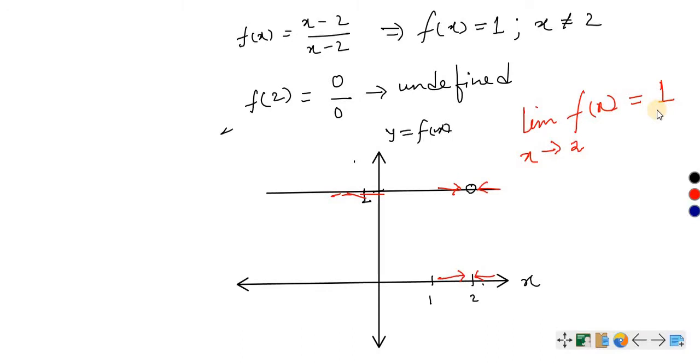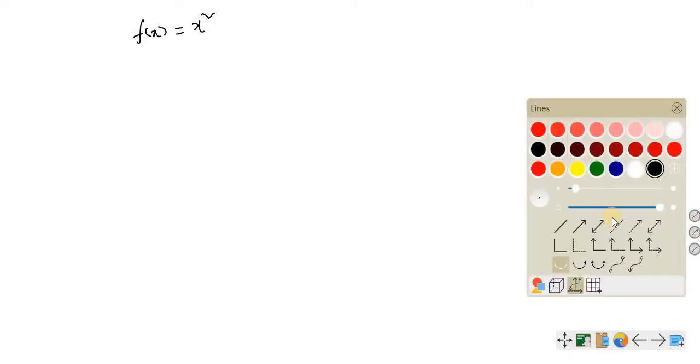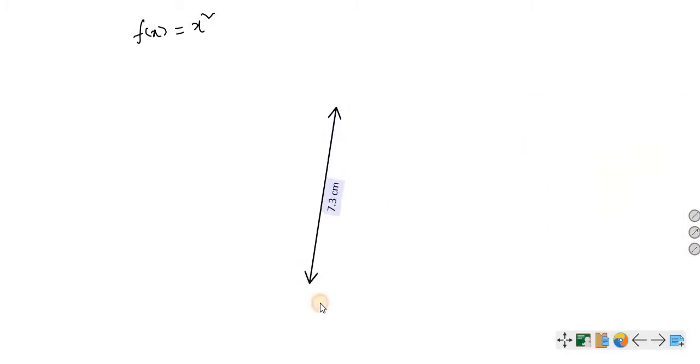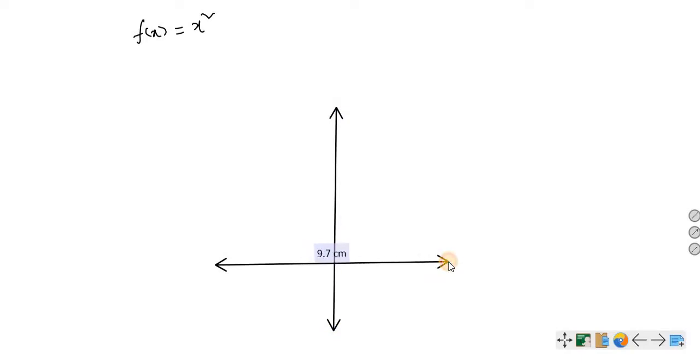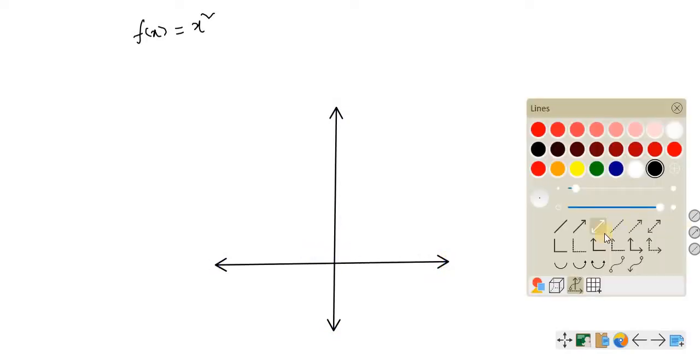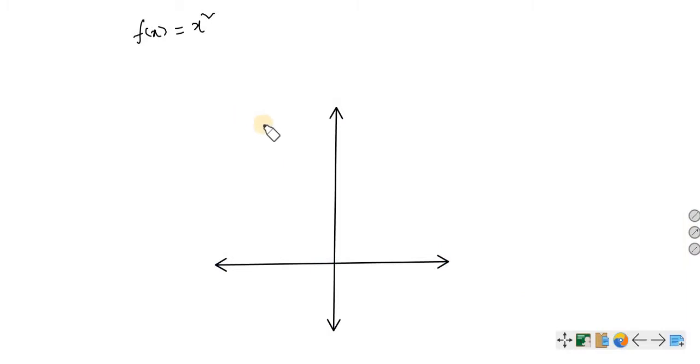Let us try to see another example. Now let us take the function f of x is equal to x square. For this parabolic function, we will have a graph of a parabola. So let us draw the graph at first. Let this be the y-axis, let this be the x-axis, and the graph will be parabolic in nature. And let this be the parabola.